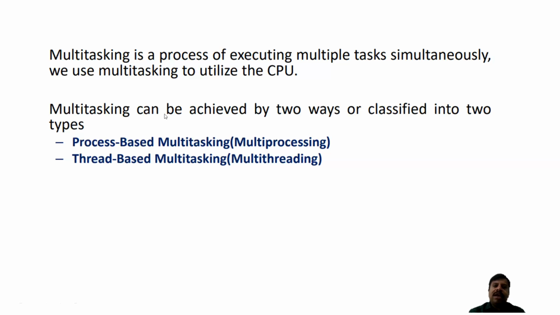Multitasking can be achieved in two ways. They are process-based multitasking, also known as multiprocessing, and thread-based multitasking, which is known as multi-threading. Okay, so let us see one by one.